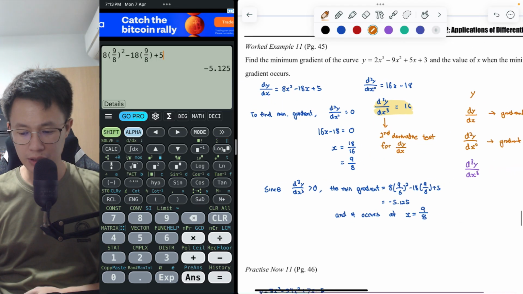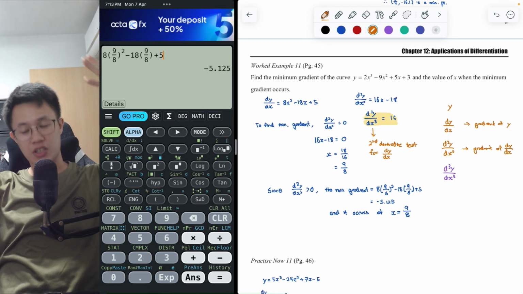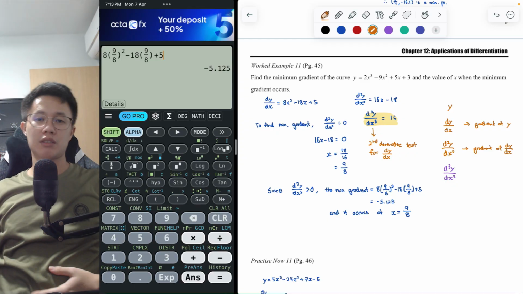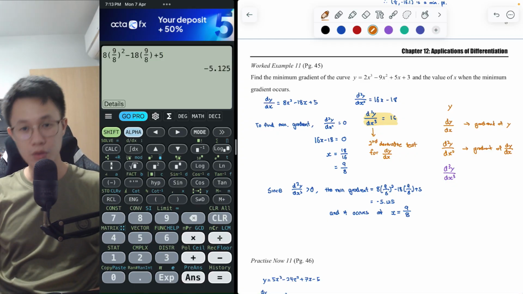This is a little bit of a tough question because they expect you to translate the gradient into another function, and you are finding the first derivative and the second derivative of this new function, which is just dy dx. Okay, I'll leave you here.